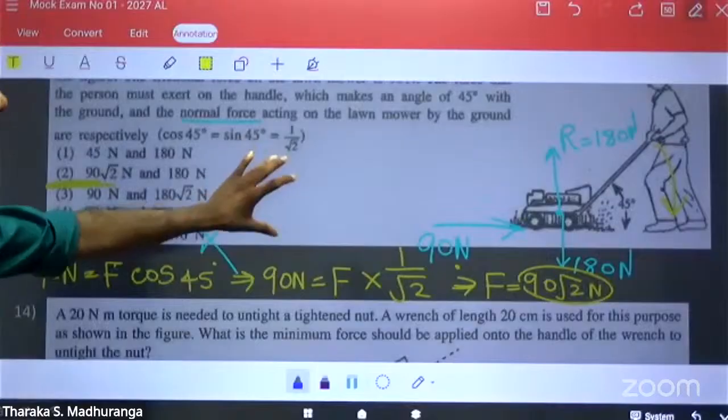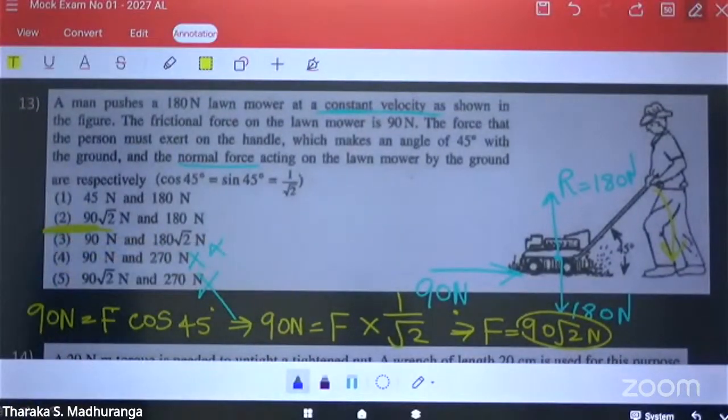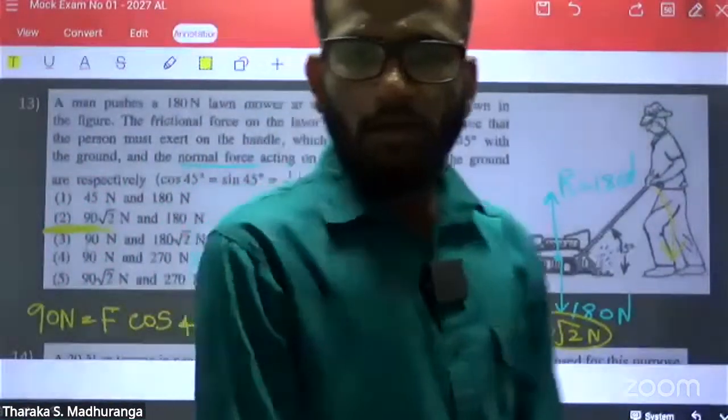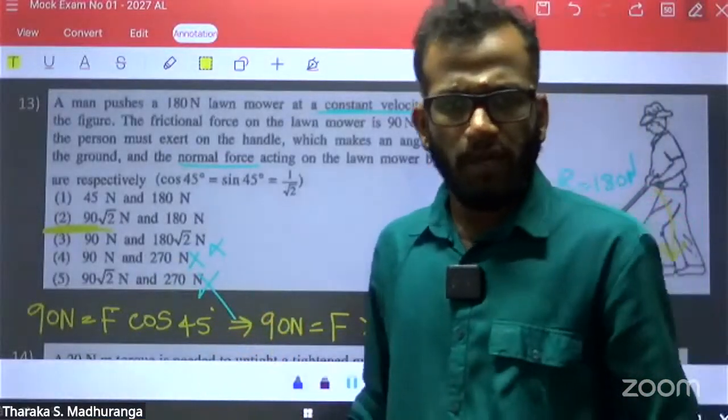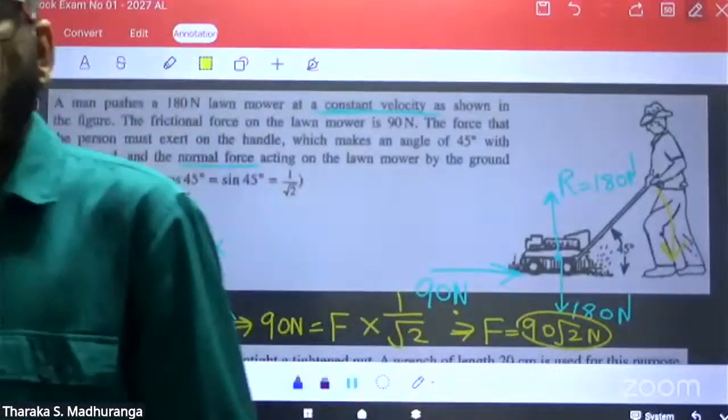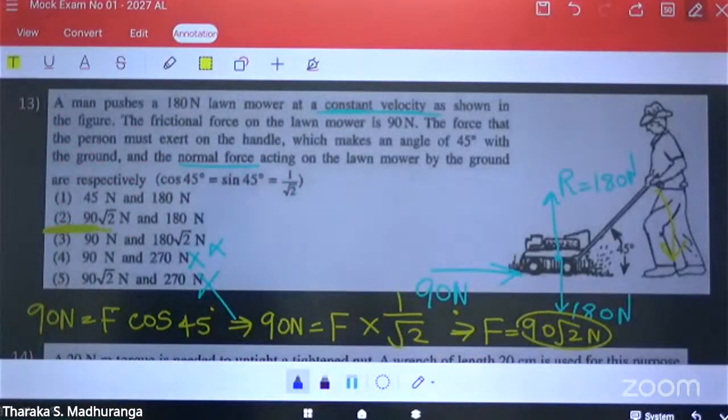Only think in a different way, as we already discussed in the lesson. No new things, no? The past paper questions. Any doubt?